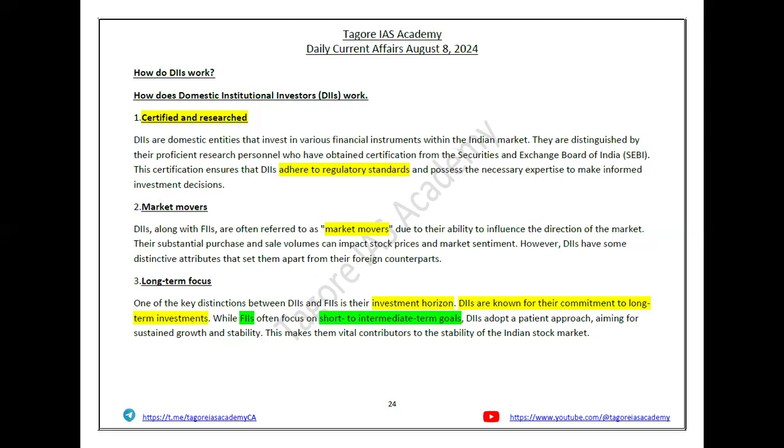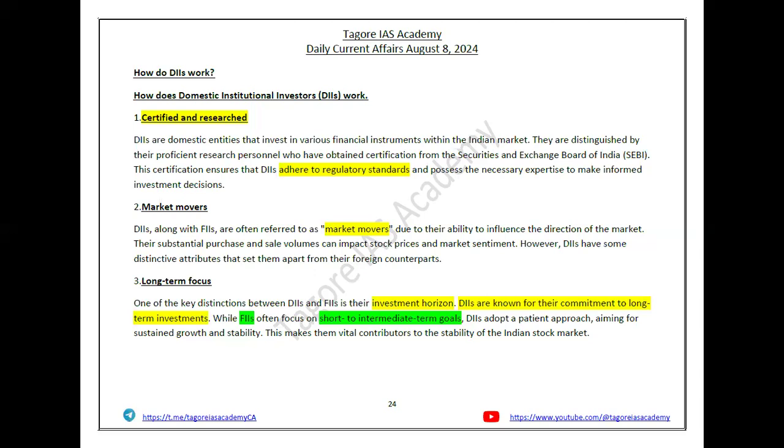Market generally, if you see, runs only on sentiment. Everybody, the market mostly works on sentiment. Sentiment in the sense that most of them would not have analyzed the situation, they would just follow what the other is doing. So in case DIIs pitch in, they can change that sentiment itself.